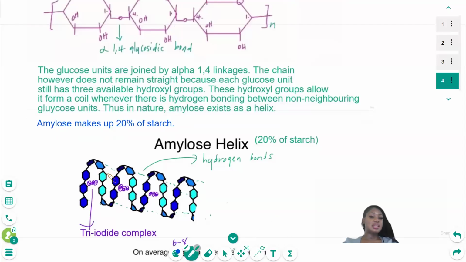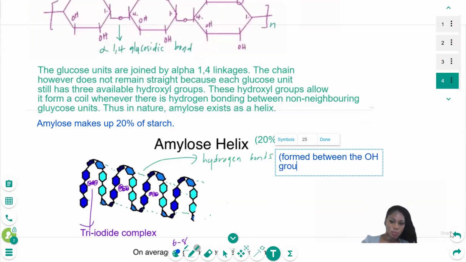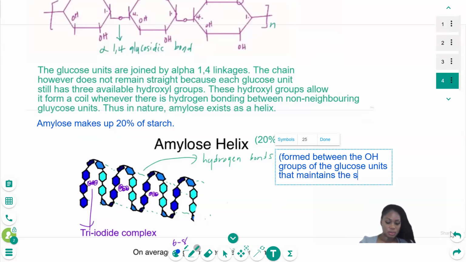And these dotted lines that you see me drawing in the helix represent hydrogen bonds. So it's hydrogen bonds that are formed between the hydroxyl, the OH groups, of the glucose units that maintains the shape of the helix. Yes, go ahead with the question. Miss, could you go over that again, please?